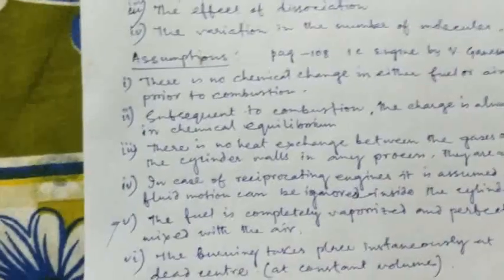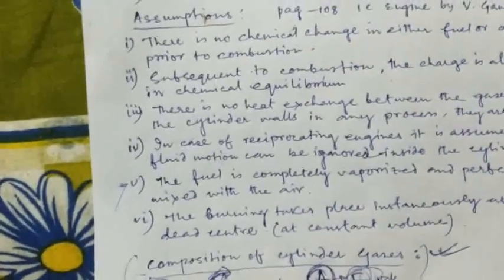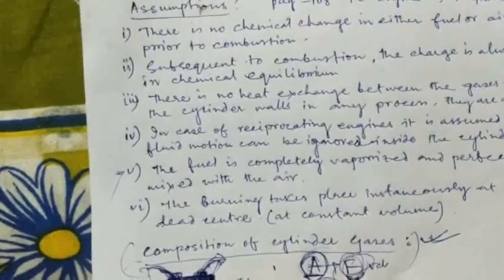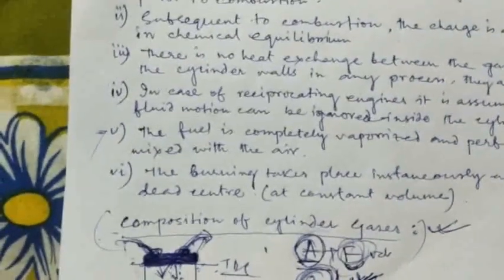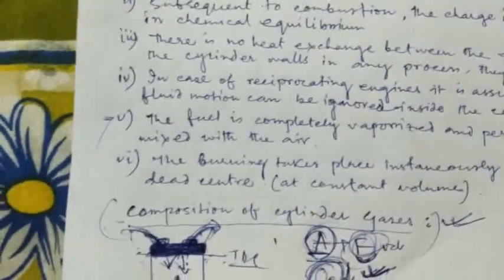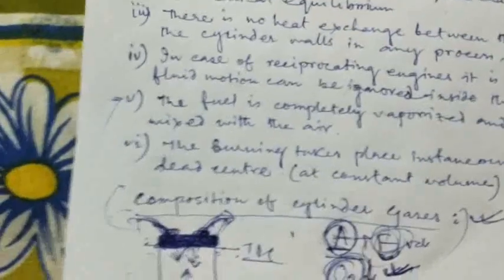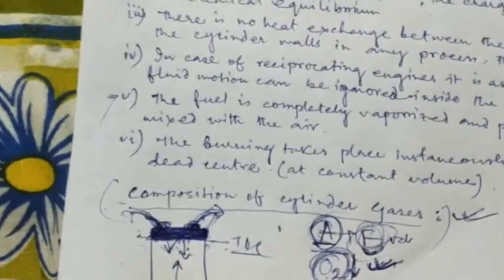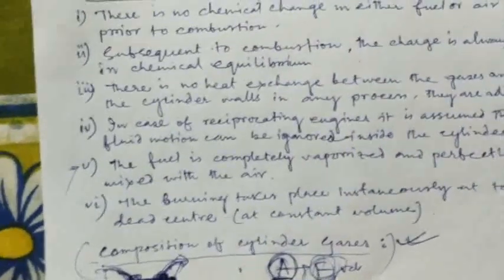Number four, in the case of reciprocating engines, it is assumed that the fluid motion can be ignored inside the cylinder. If we consider there will be fluid motion, the pressure may vary, so we ignore the fluid motion inside the cylinder. The swirling effect is zero, there will be no motion of the fluid.